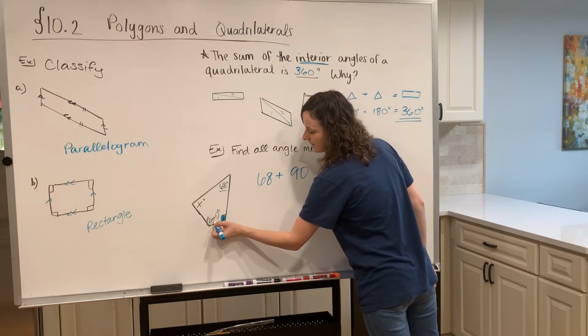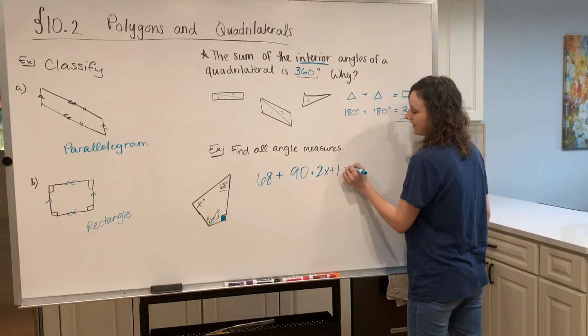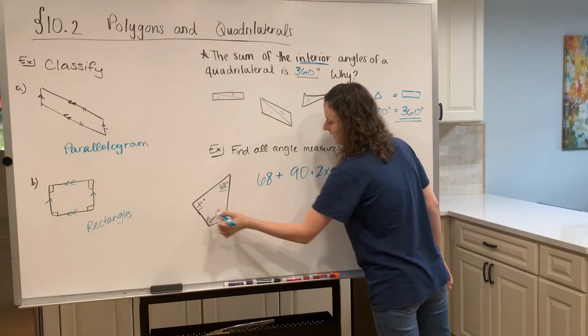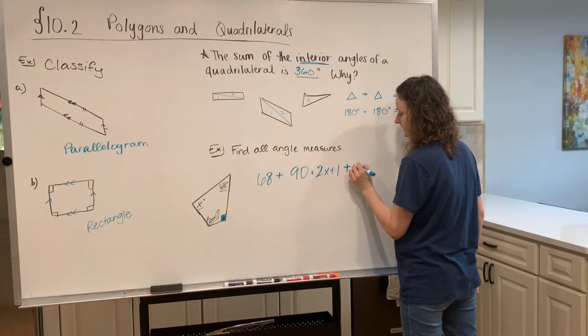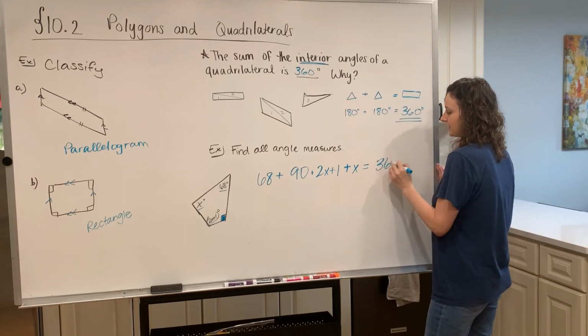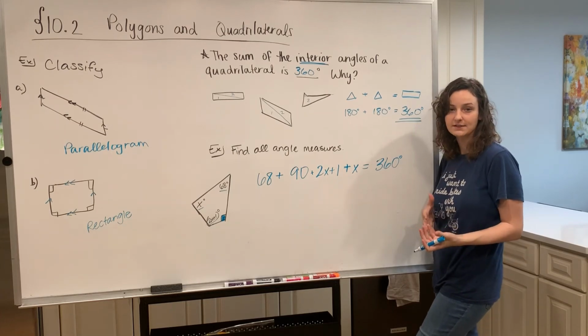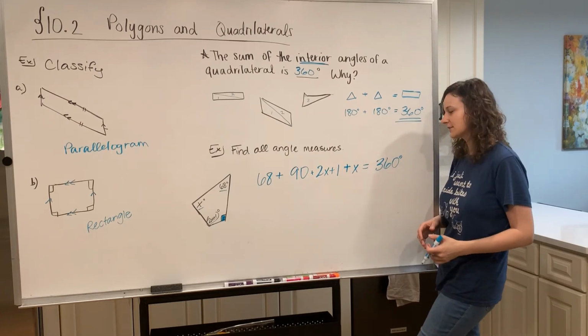Moving on, we have the next angle here is 2x plus 1. And the fourth angle here is x. So we can add x. And all 4 of these angles must add up to be 360 degrees. Okay? So our first step here is going to be to solve for x. We are expert equation solvers. I know you all are.